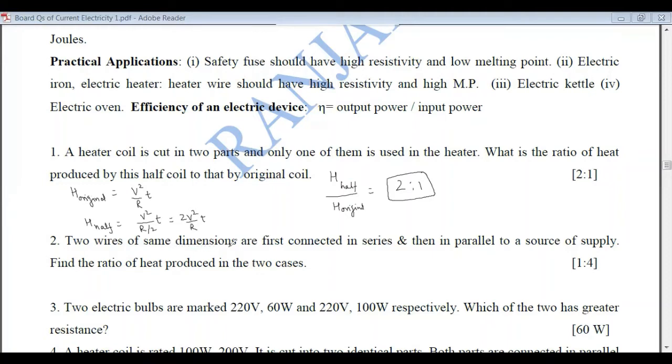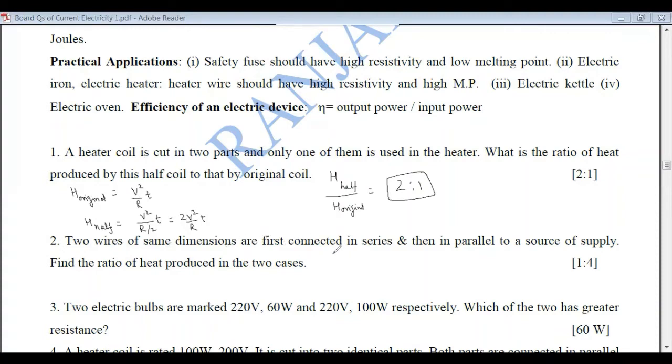Question number 2 is: two wires of the same dimensions are first connected in series and then in parallel to a source of supply. We have to find the ratio of the heat produced in the two cases. Let each wire have a resistance R, because they are of the same dimensions. So if one has resistance R, the other wire also has resistance R.